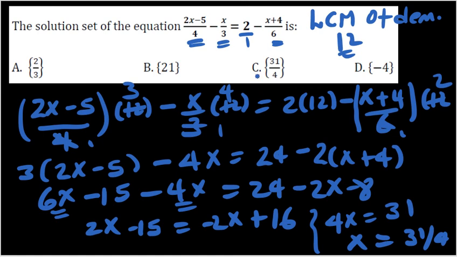So the answer is found in C. Yes, that's correct. Let's write the final answer here correctly. Sorry for the mess. 31 over 4. Yeah, that's it. Next question.